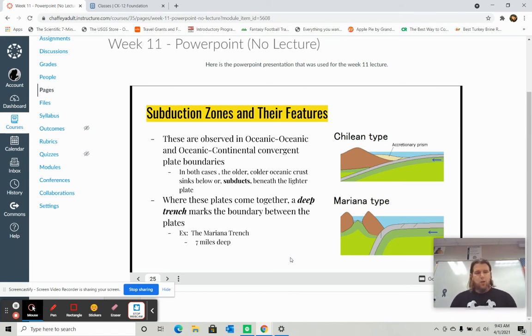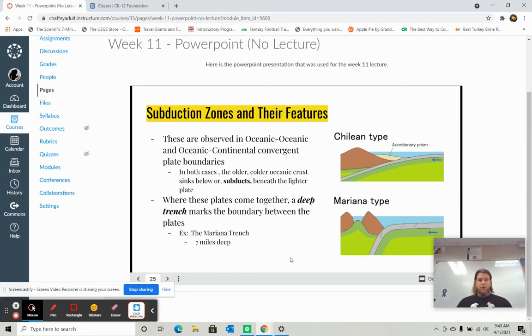You don't really get a quiz on these very much, so I'm just going to go through them really quick. So subduction zones are found when you have oceanic or oceanic continental convergence, just because you have to have that old cold slab to sink down below the lighter, younger one. And so where these plates come together, you usually get like a deep trench.